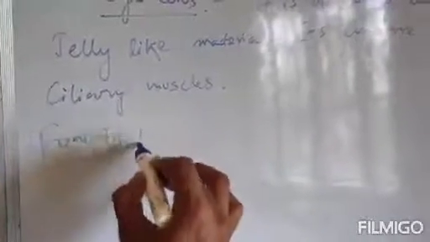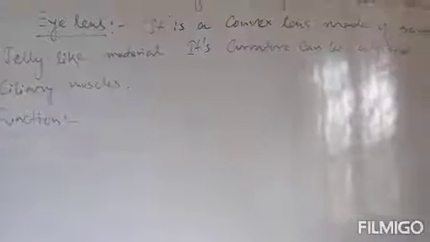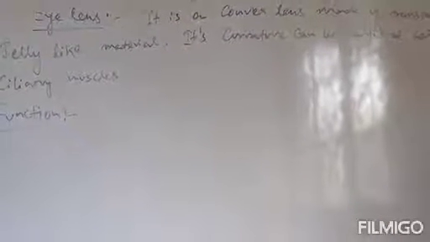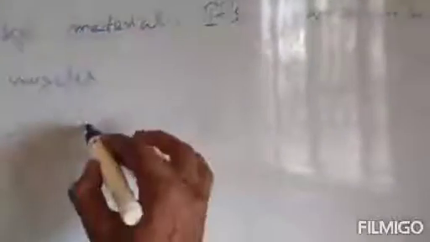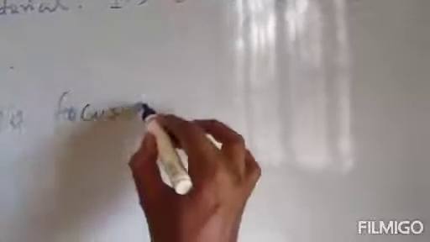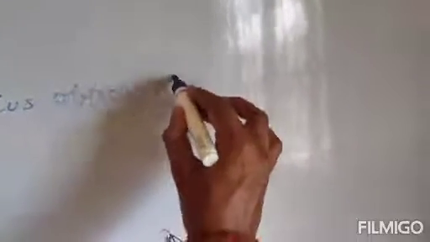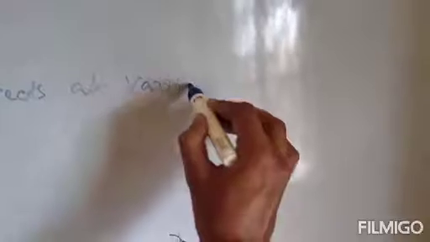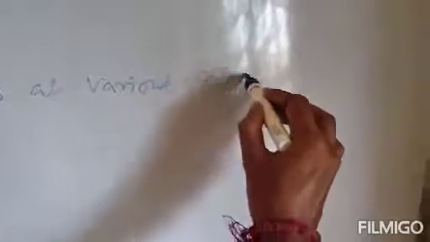What is the function of lens? The function of lens and the function of eye lens is very similar. The main function of a lens is to focus any object at various distances. So the function of eye lens is also the same. It helps to focus objects at various distances from the eye.